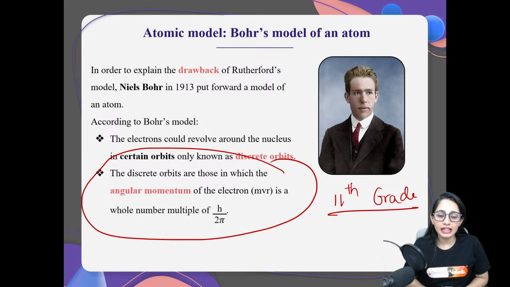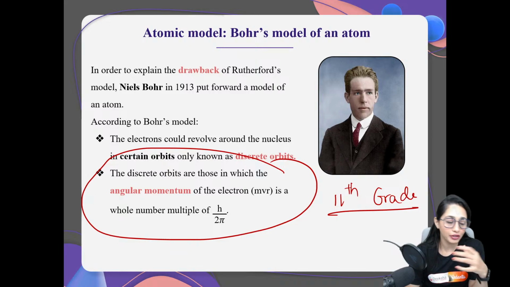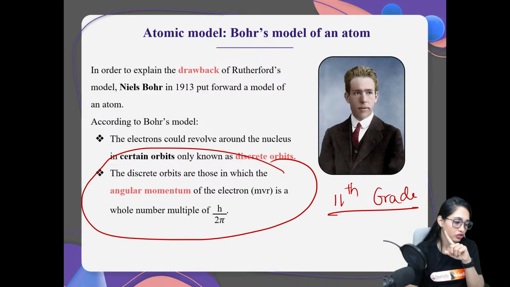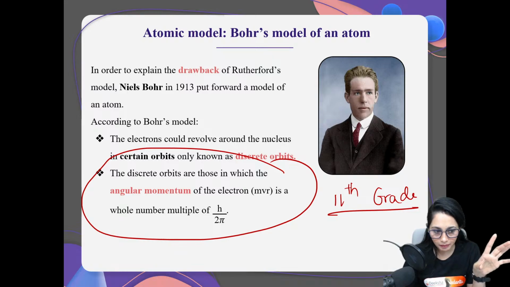So the discrete orbits are those in which the angular momentum, you'll learn about angular momentum and everything in detail. Spin momentum. There are so many things. As of now, don't worry about this so much. You'll be learning about that in your 11th grade. We will be teaching you that. We'll be giving you a heads up about all these things.